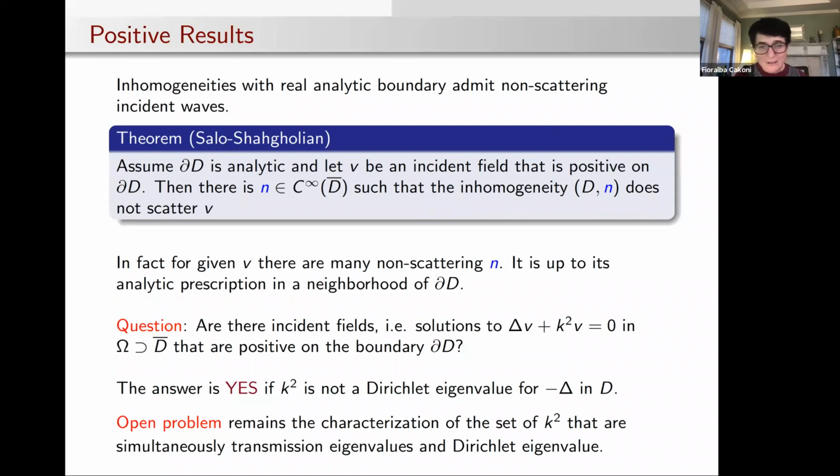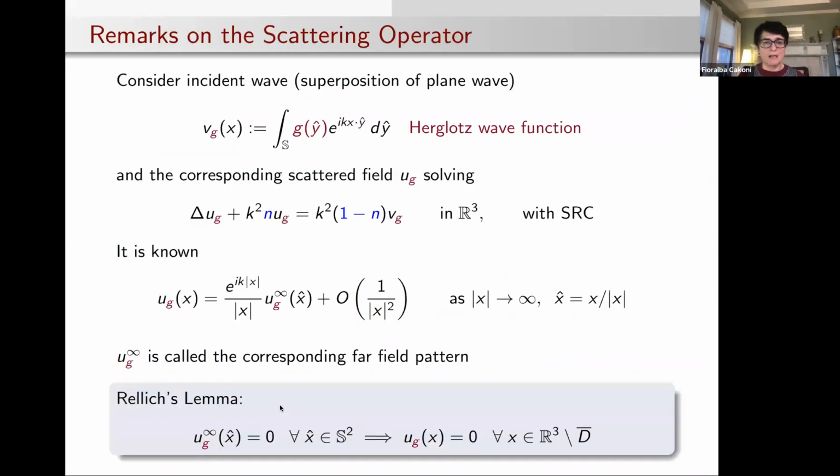And here comes a very interesting spectral question. Are there wave numbers K that are both Dirichlet eigenvalues and transmission eigenvalues, right? Because to have a positive non-scattering answer, you must have K a transmission eigenvalue. So this result requires K not to be a Dirichlet eigenvalue. So this is interesting to study, okay? So are there such Ks that are transmission eigenvalues but not Dirichlet eigenvalues? So another open spectral question.